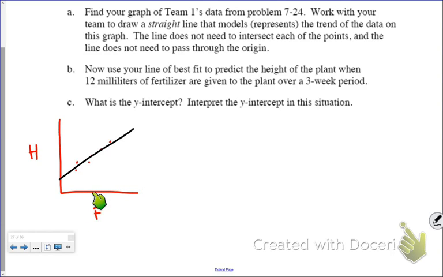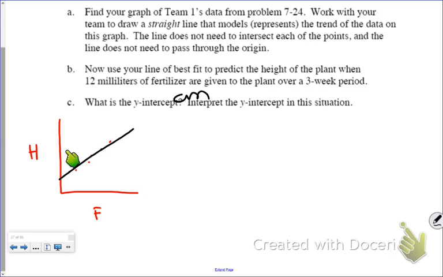Once you find 12, go straight up to your graph, to your line, and figure out what that y-coordinate is. If you don't know what it is, move over to the left to figure out what y-coordinate that is, and write that down as centimeters. Okay? Because the height is in centimeters. So at 12 milliliters of fertilizer, what is the height? How tall is your plant expected or predicted to be?